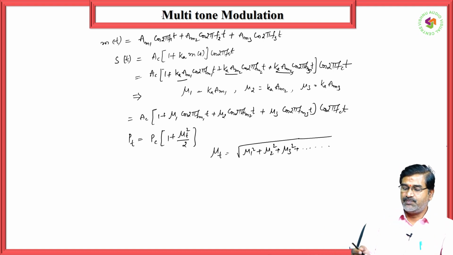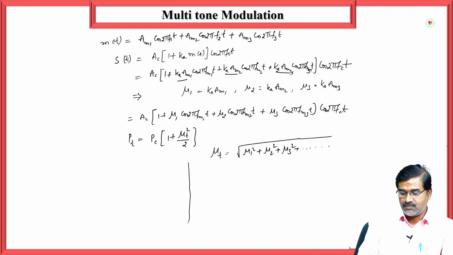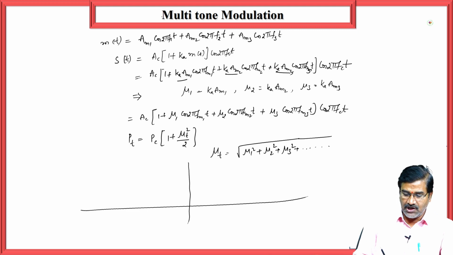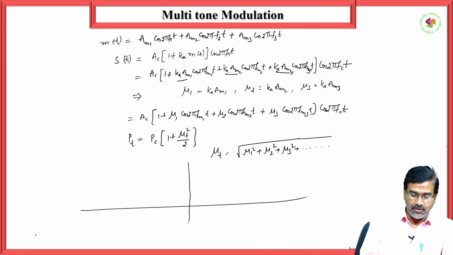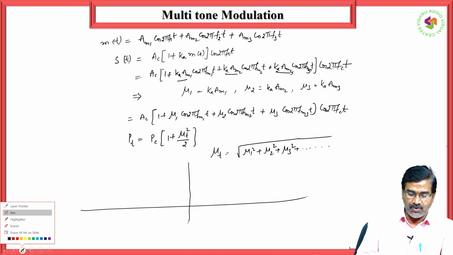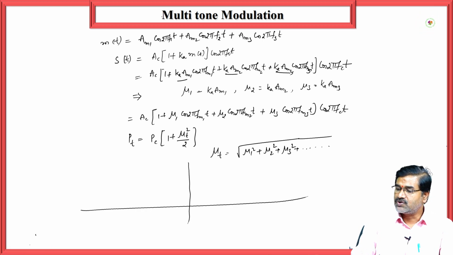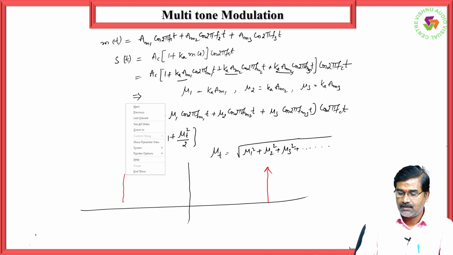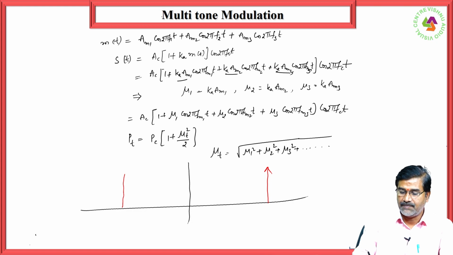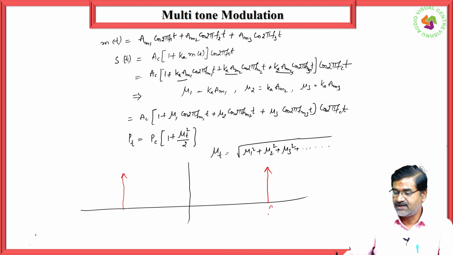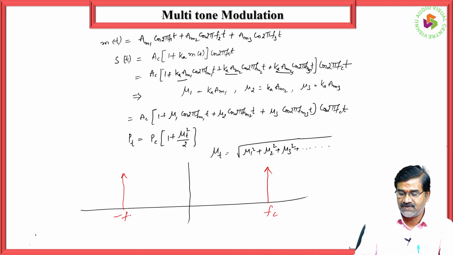And if you look at the spectrum also, instead of having a single tone, you will get multiple tones here. Of course you will have the carrier term, Ac cos 2 pi fc t. For that you will get the spectrum at plus or minus fc. Delta functions will occur at plus or minus fc. This is fc, this is minus fc.